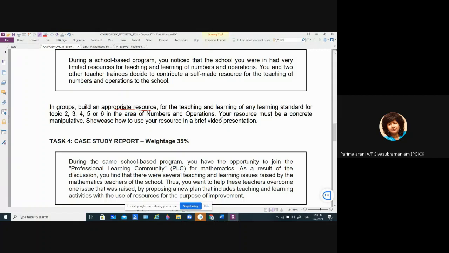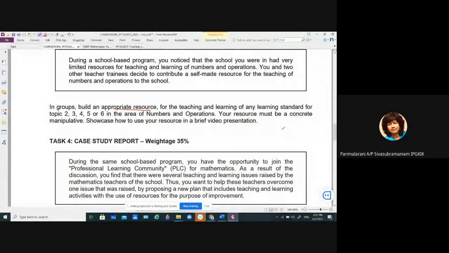Your resource must be a concrete manipulative, and then showcase how you would use your resource in a brief video presentation. You see, if you just build a resource and we don't know, maybe it's a very original idea, we've not seen it before, therefore we may not know how to use it. So you must not only show us proof that you actually built the resource, but you must also show us how to use the resource to teach that learning standard that you have chosen. Okay, when you take your video, take it clearly, nicely, take close shots so that we can see it clearly.